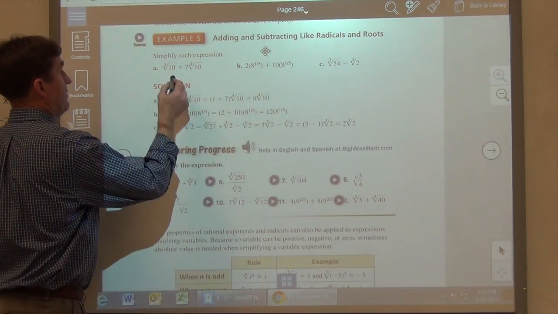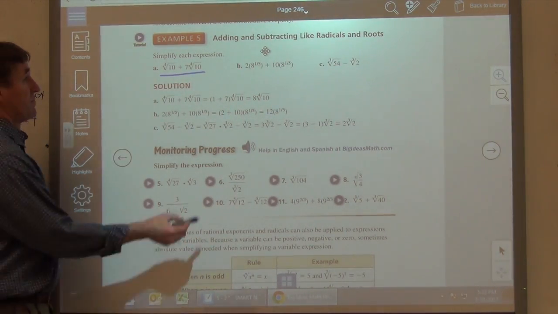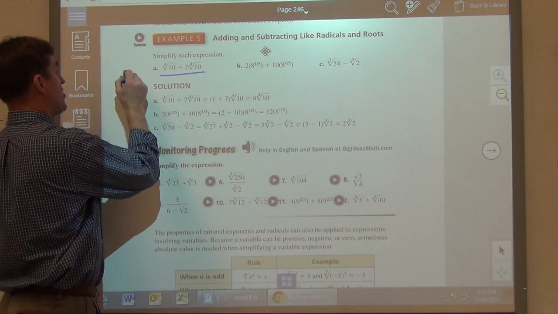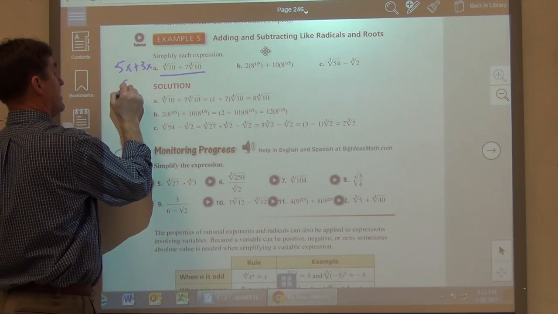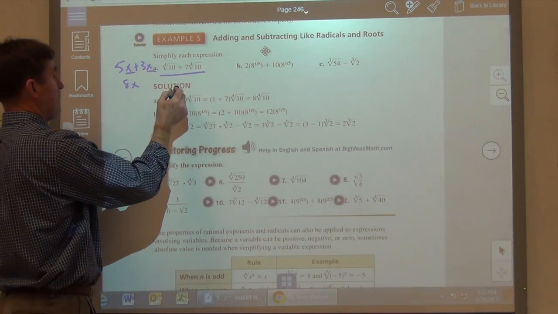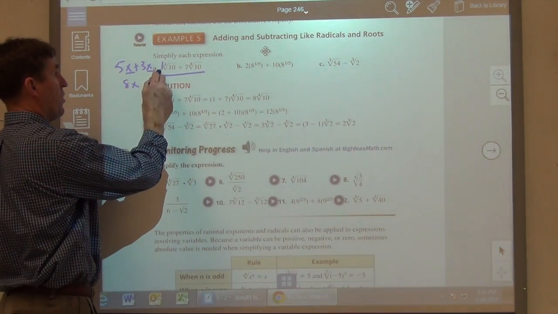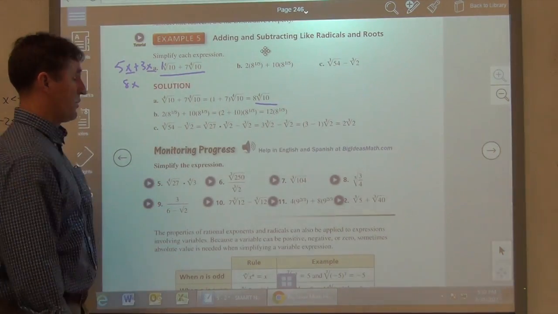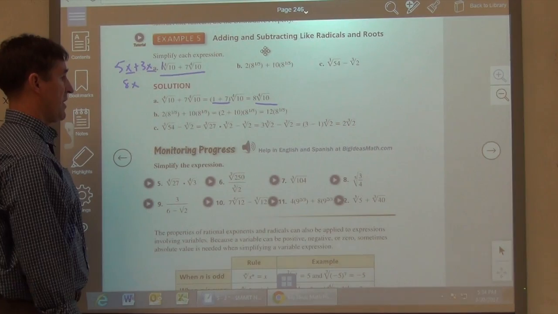Example number 5a. Remember, now we're doing addition, adding, subtracting. When you're adding, just like 5x plus 3x is 8x, if the variables are the same, you add the numbers in front. Same thing happens here. Since there's no number in front, it's considered to be a 1. 1 fourth root of 10 plus 7 fourth root of 10 is simply 8 fourth root of 10. You just add the numbers in front and the radical stays the same.